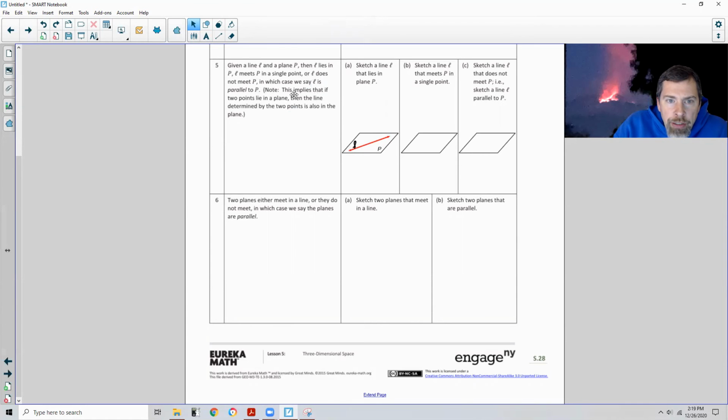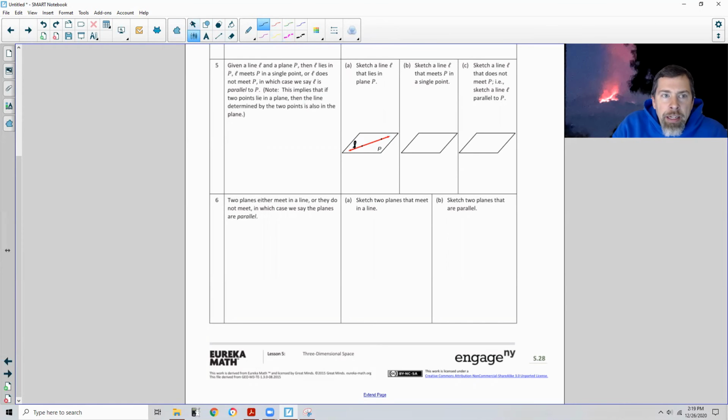And then note here it says this implies that if 2 points lie in a plane, then the line determined by the 2 points is also in the plane. A, sketch a line L that lies in plane P. So there it is. B says sketch a line L that meets P in a single point. So in this first drawing, if I put a dot here and a dot here that are both on the plane, then the line goes through them, then the line is also on the plane.